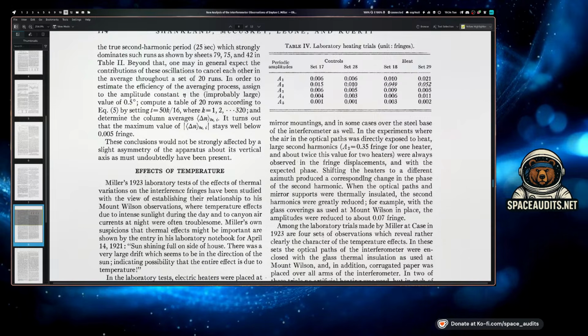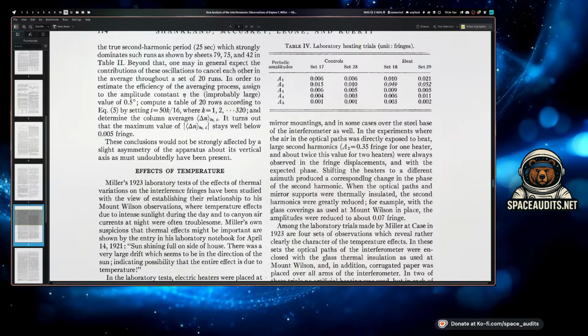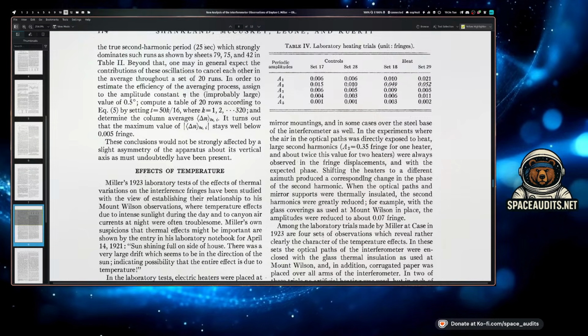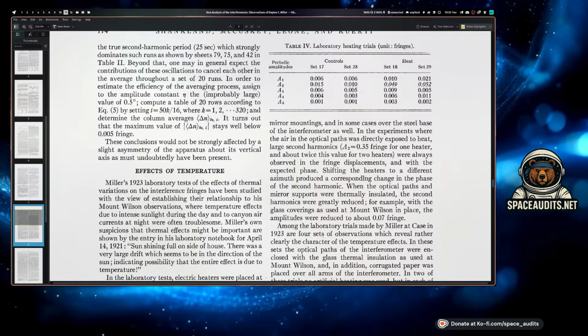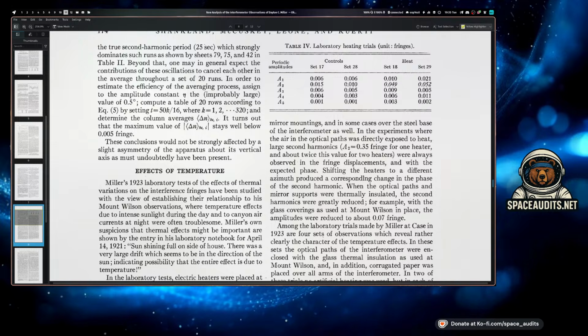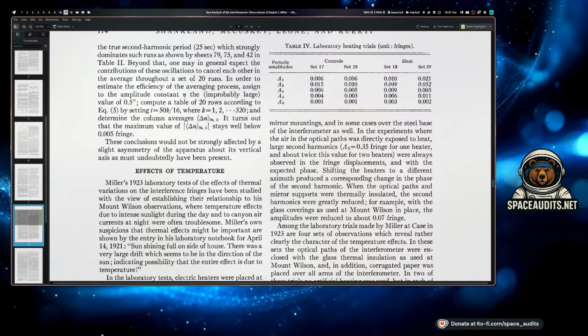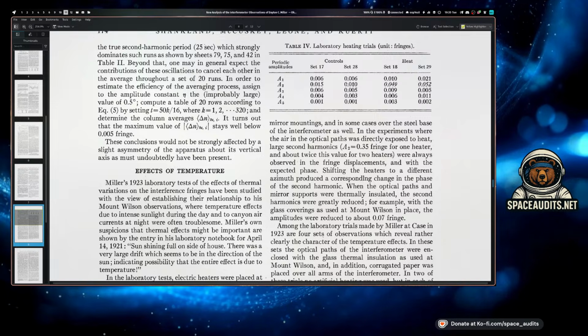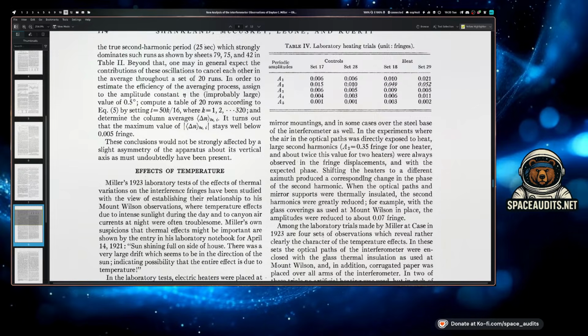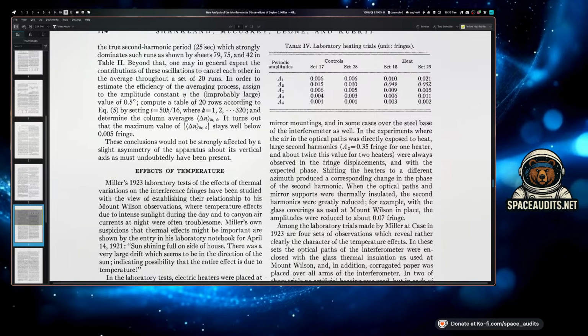Effects of temperature. Miller's 1923 lab tests of the effects of thermal variations on the interference fringes have been studied with the view of establishing their relationship to his Mount Wilson observations, where temperature effects due to intense sunlight during the day and to canyon air currents at night were often troublesome.